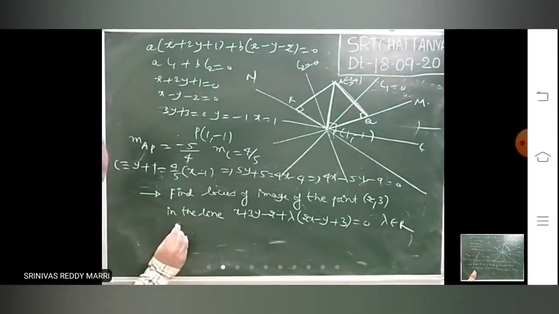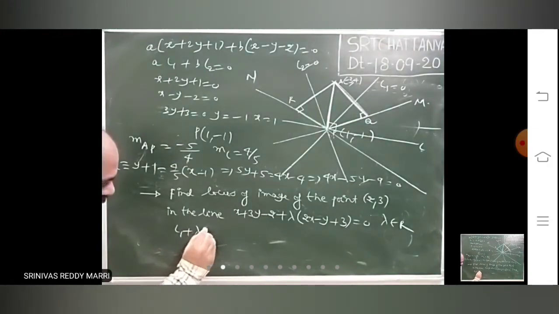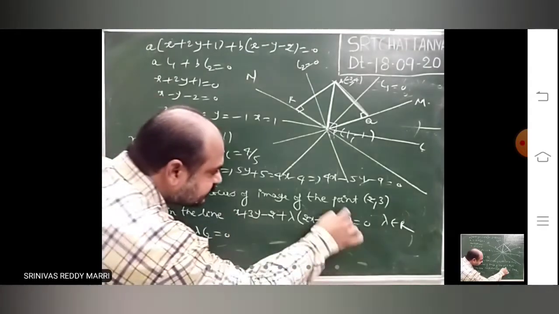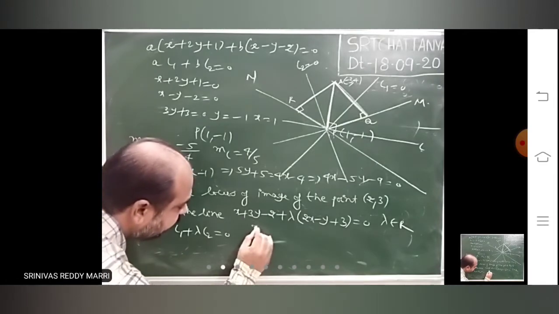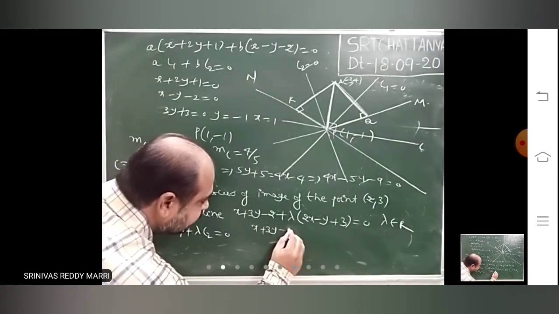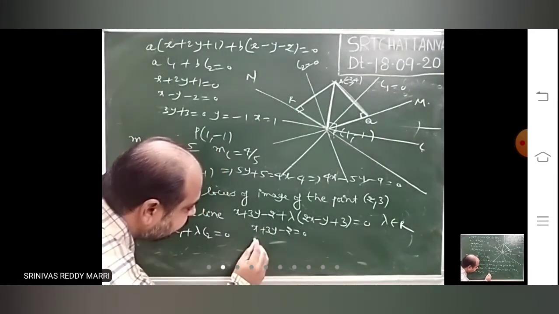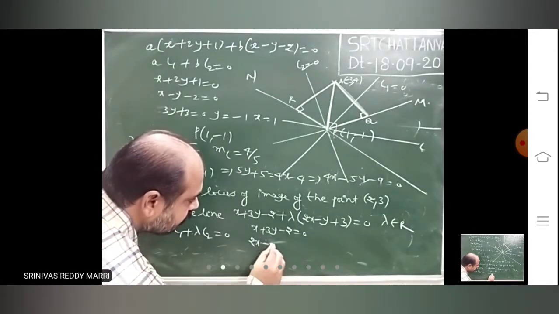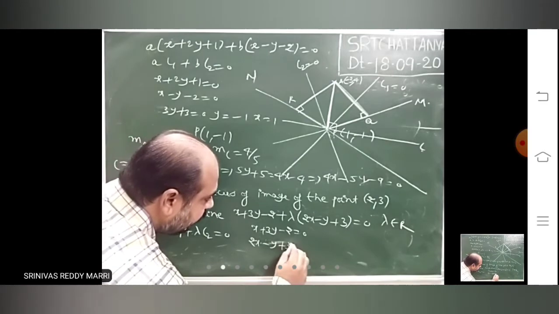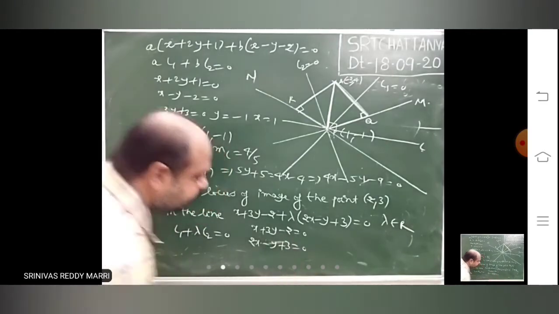So this is of the form L1 plus lambda L2 equal to 0. It represents a family of lines passing through the point of intersection of the two lines. There will be a lot of lines. So solve the point of intersection first.